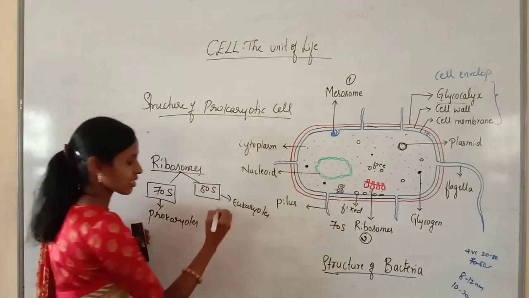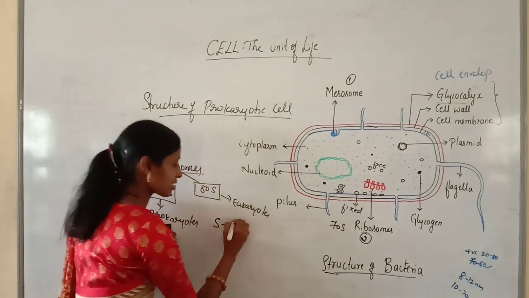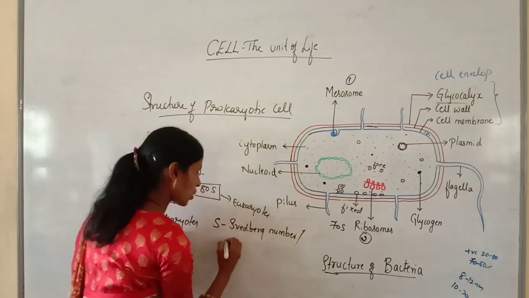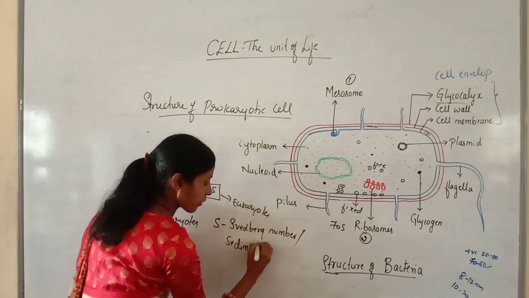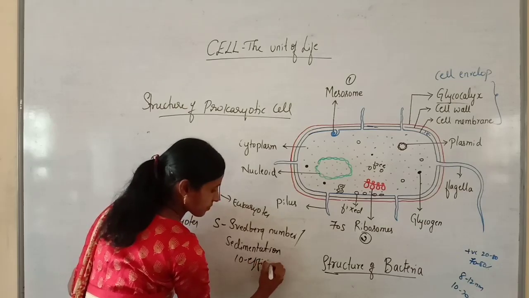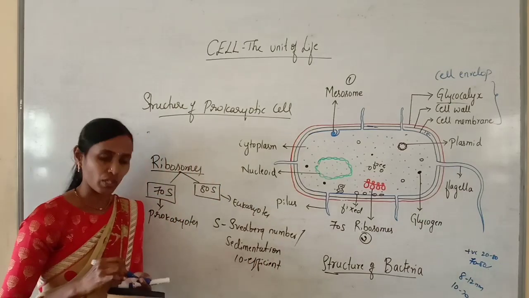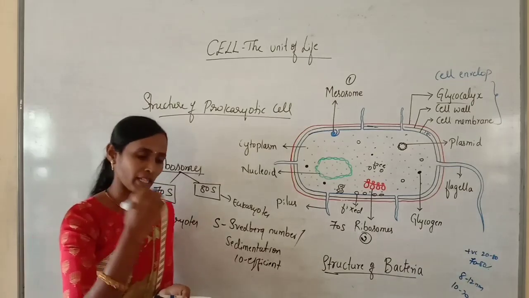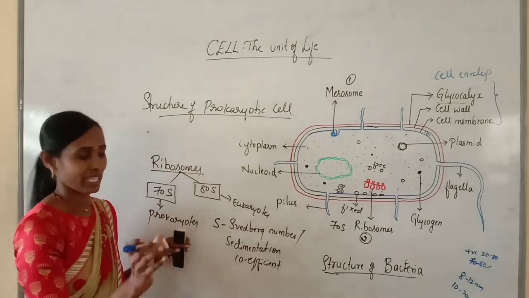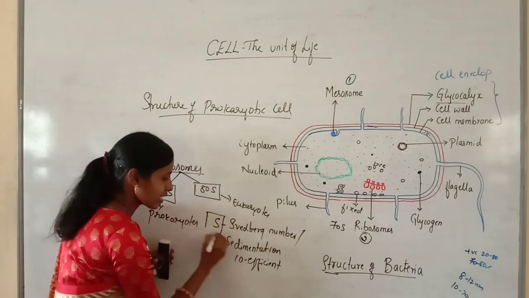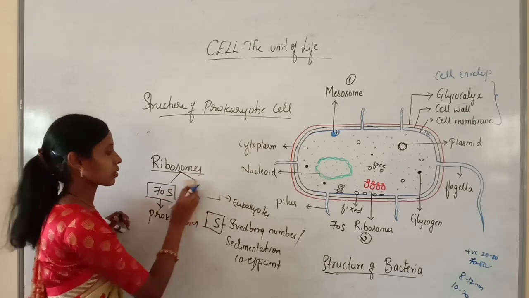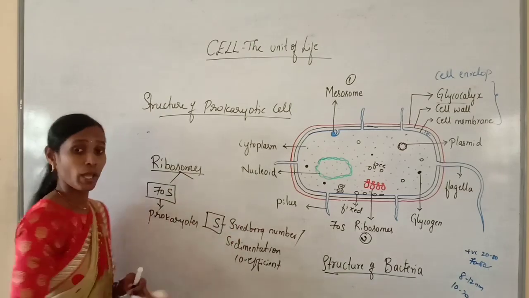So what is this S in these ribosomes? Here S indicates the Swedberg number, or it is also called the sedimentation coefficient. You should remember, because you will come across these ribosomes till completing your second PUC. Whether it is 70S or 80S, the S indicates Swedberg number or sedimentation coefficient. Here we are only talking about the 70S type of ribosomes because it is a prokaryote.